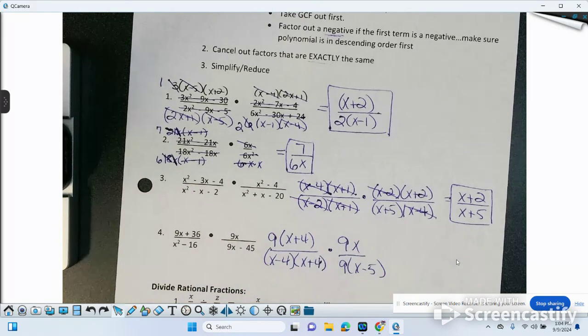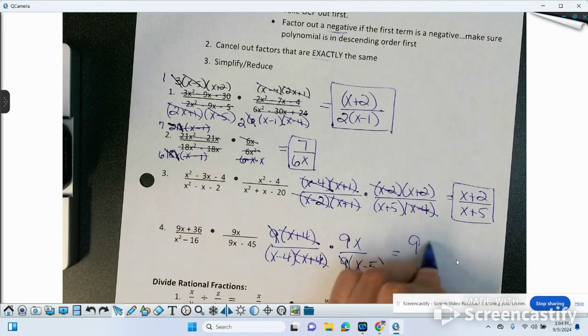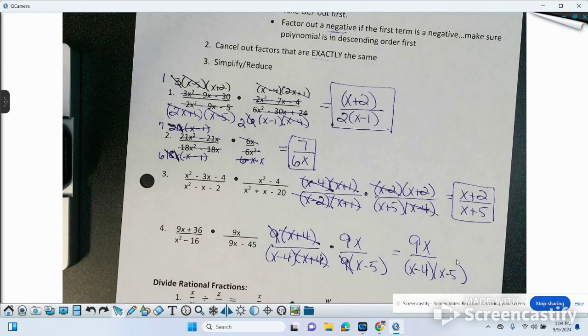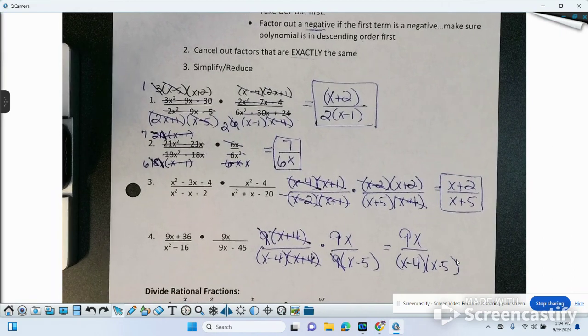So I have a 9 in the top, 9 in the bottom. x plus 4 in the top, x plus 4 in the bottom. There's no other 9. There's no other x by itself. So my answer here is going to be 9x left on the top, x minus 4 times x minus 5 left in the bottom. Oops, I'm crooked. Sorry. All right, y'all. So that's multiplying.